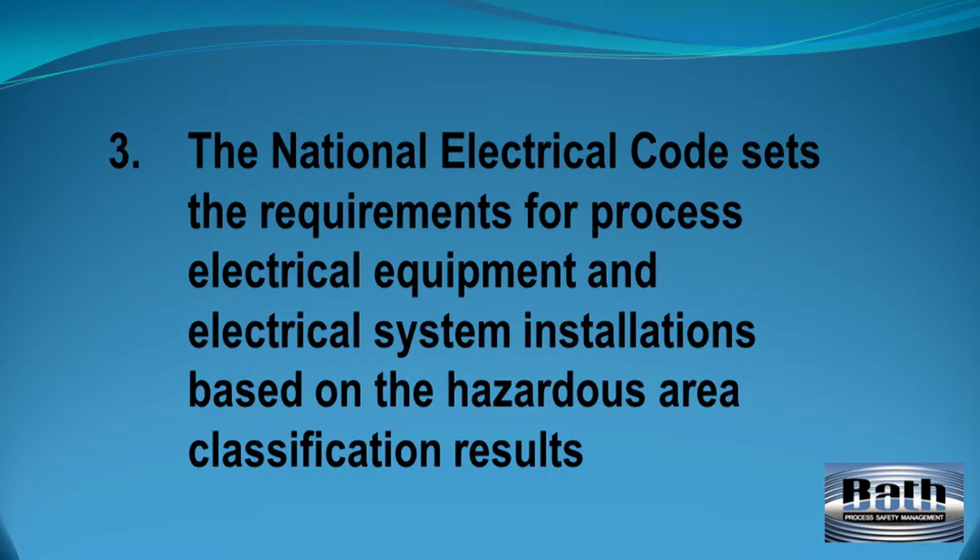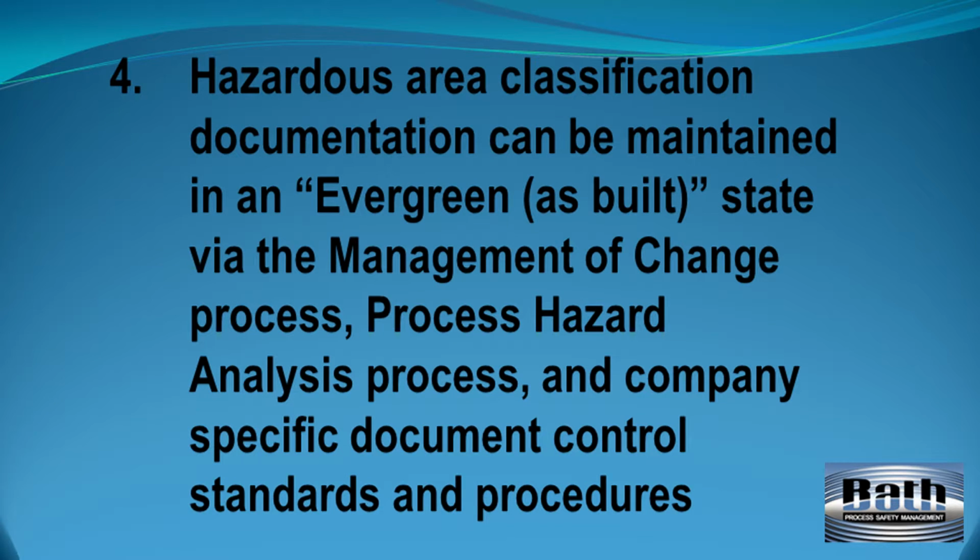Three, NFPA 70, the National Electrical Code, sets the requirement for process electrical equipment and electrical system installations based on the hazardous area classification results for each process area under consideration. Four, hazardous area classification documentation can be maintained in an evergreen state via the management of change process, process hazards analysis process, and company-specific document control standards and procedures.